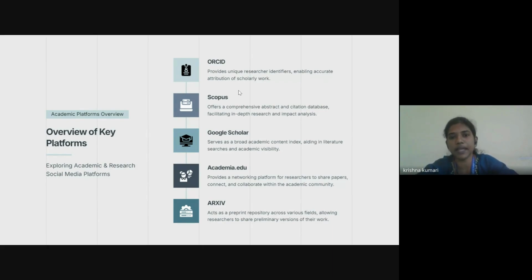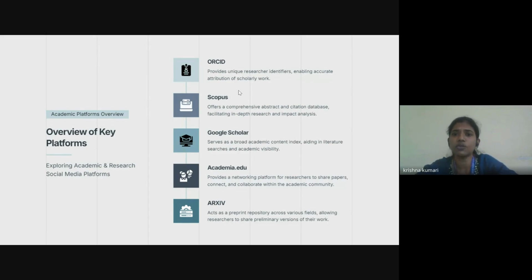The five major platforms that play a major role in enhancing our research work are ORCID, Scopus, Google Scholar, Academia, and ResearchGate. Many of us will be well aware of these, but right now I'm just going to share some important key points that we should know about these key platforms.